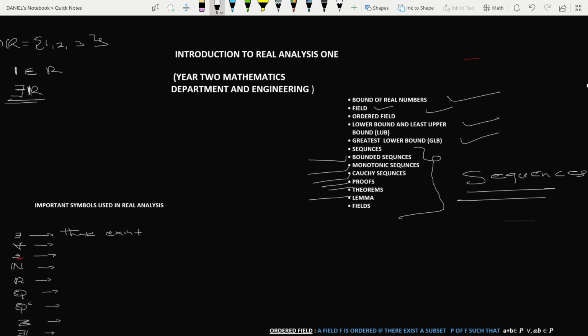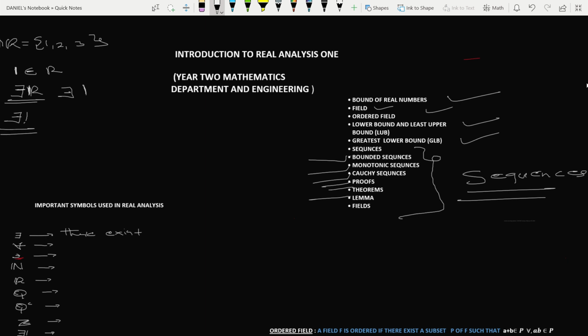Of course, we can also say there exists 1. Or if you want to write this, there exists a unique element. There exists a unique element, if you want to write it like that.